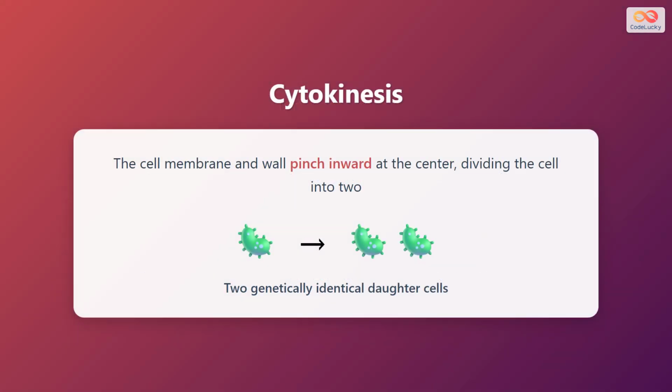The final stage is called cytokinesis, which is the actual physical division of the cell. The cell membrane and cell wall pinch inward at the center of the cell, similar to tightening a belt around your waist. This pinching continues until the cell is completely divided into two separate cells. The result is two genetically identical daughter cells, each capable of growing and dividing again. This completes one cycle of binary fission.